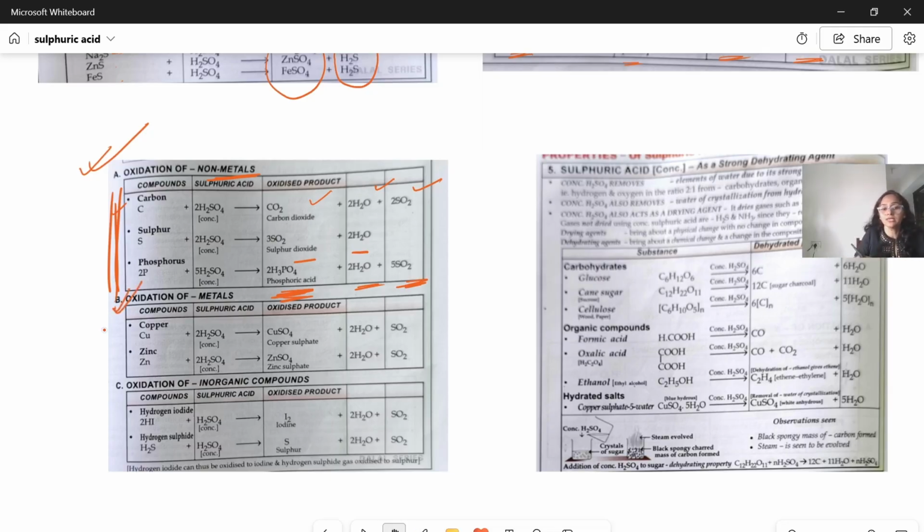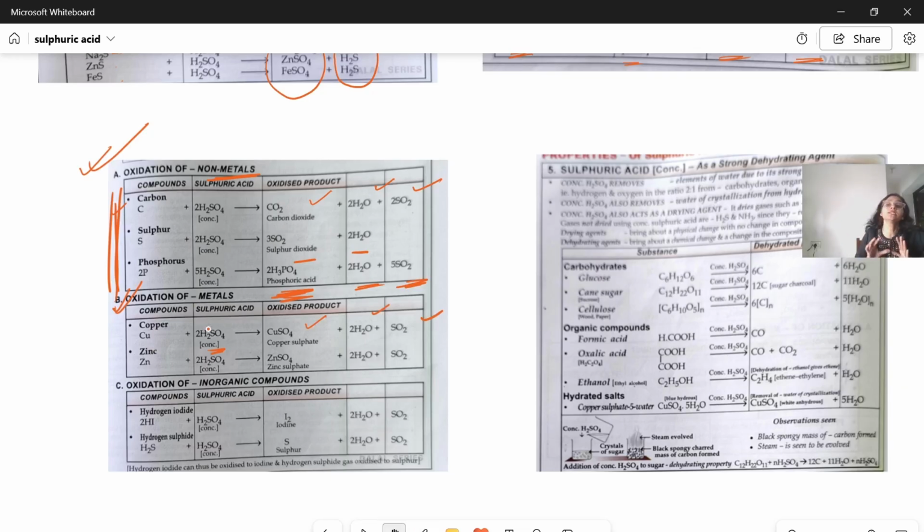Oxidation of metals. See, we know that copper is below hydrogen in the reactivity series, so it should not displace. But when it is concentrated sulfuric acid, copper and sulfuric acid, we get copper sulfate, water and sulfur dioxide. So this is oxidation of metals. Metals are oxidized like this, copper plus sulfuric acid.